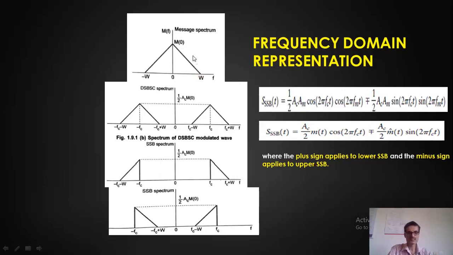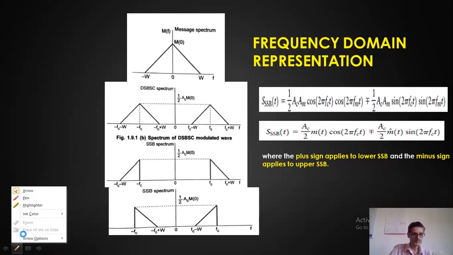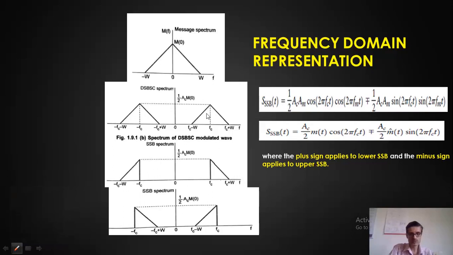When this signal is given to the product modulator, as I told earlier, it gives you a double sideband suppressed carrier signal. That means, assuming the frequency of the carrier is Fc, the spectrum is shifted by Fc. So we get two sidebands: one is the lower sideband, the other is the upper sideband. This portion is the lower sideband, and this portion is the upper sideband.